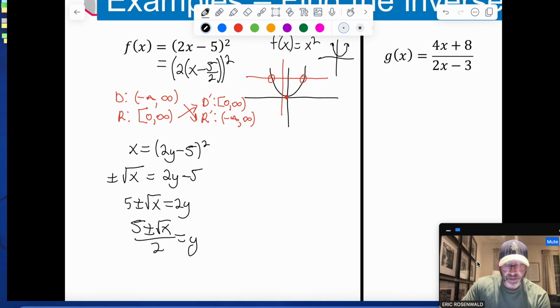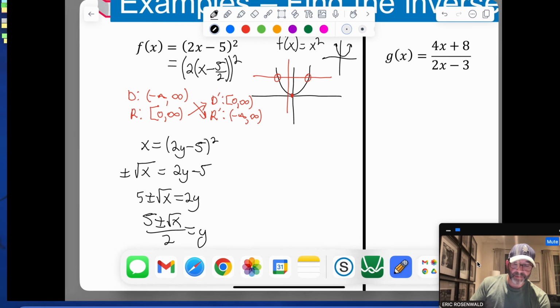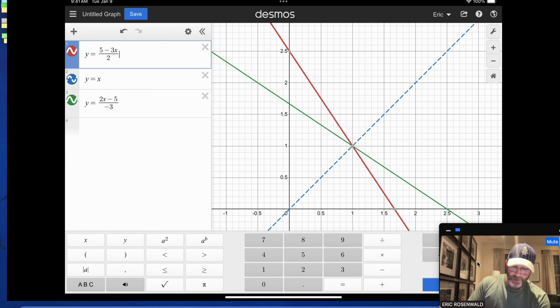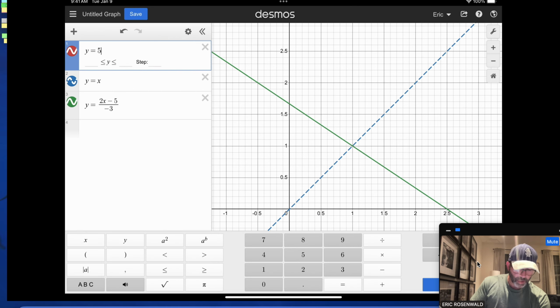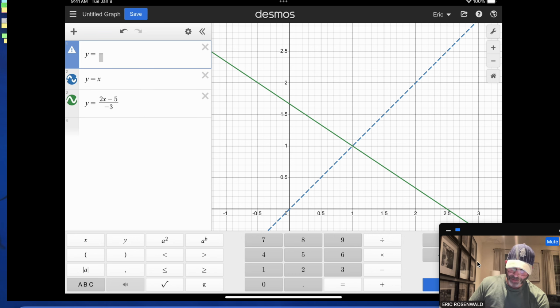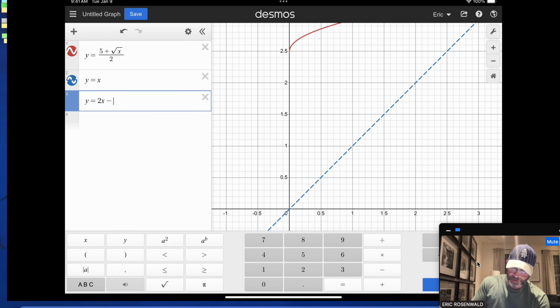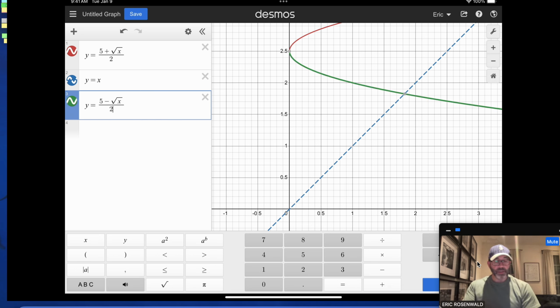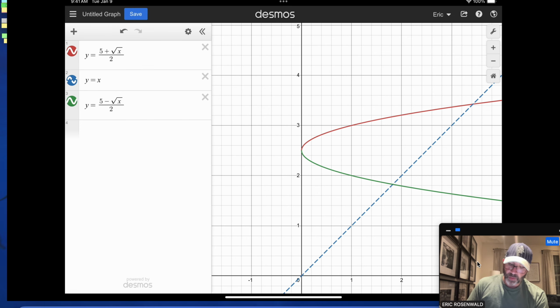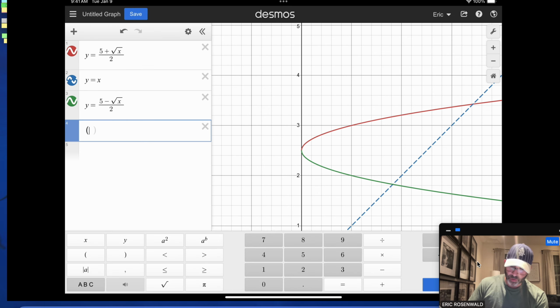Now this is important. I'm going to get to this in 1 second, but I want you to watch what happens when we do these graphs. Okay, so I'm going to change this one. That first graph we said was going to be 5 plus the square root of x, divided by 2. Okay. And then we've got 5 minus the square root of x, divided by 2. See that it makes our parabola right there? And then the original function was (2x minus 5) squared.